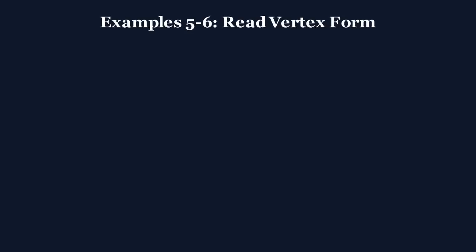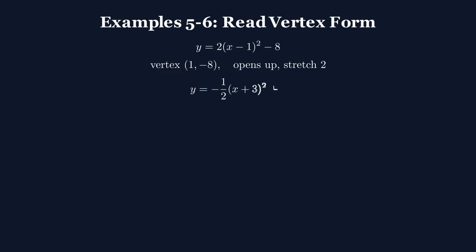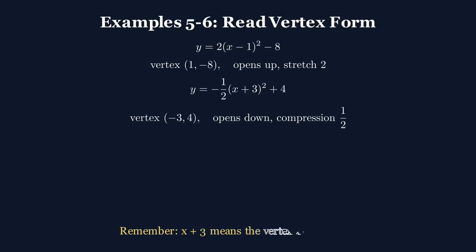Example 5. For y = 2(x - 1)² - 8, the vertex is (1, -8). The graph opens up because a is positive, and it is vertically stretched by a factor of 2. Example 6. For y = -1/2(x + 3)² + 4, the vertex is (-3, 4). It opens down and is vertically compressed by a factor of 1/2.